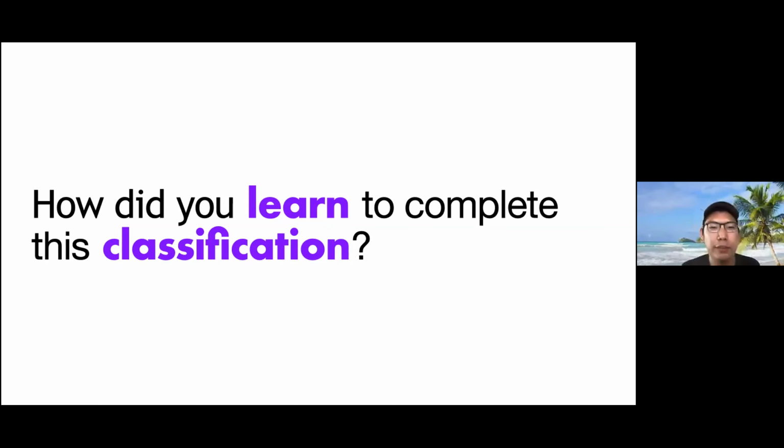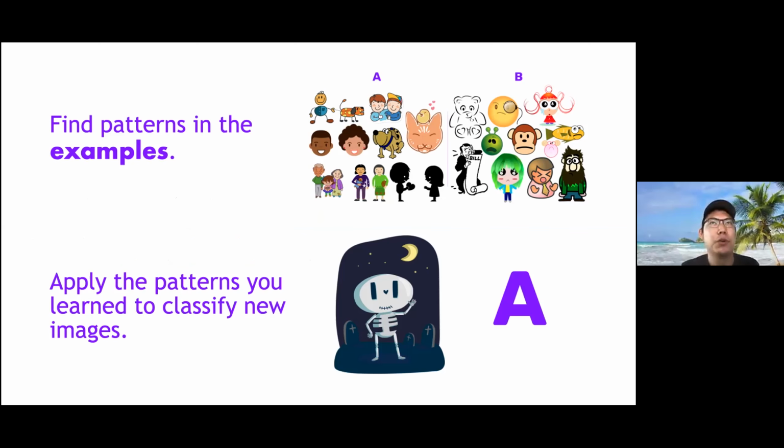But yeah, let's break this down a little bit, right? We were given these examples in the beginning, A or B, and you took 10 seconds to study them. While you were studying these images, in your head you were forming patterns around what you saw in these examples. Somebody mentioned that A looks like happy images, and B looks like not so happy images. Then after you identify these patterns, you apply them to classify new images that weren't in the data set.